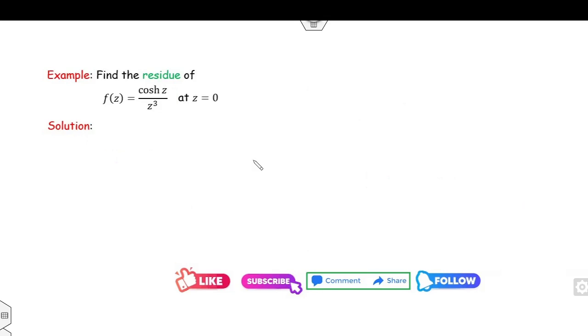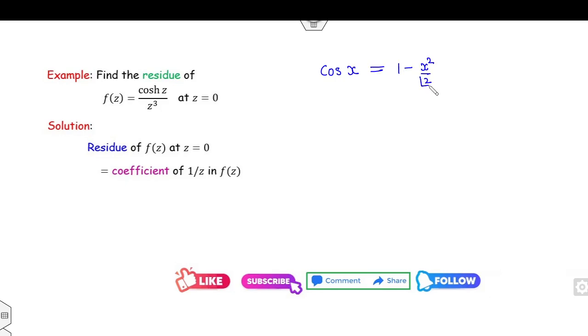Look at the next one. Find the residue of the cosh at z equal to 0. How can you find the series of the cosh? We all know cos x is 1 minus x squared over 2 factorial plus x to the 4 over 4 factorial, and so on. So based on this, you can easily write cosh x. The cosh series will be 1 plus, and all the signs are positive.